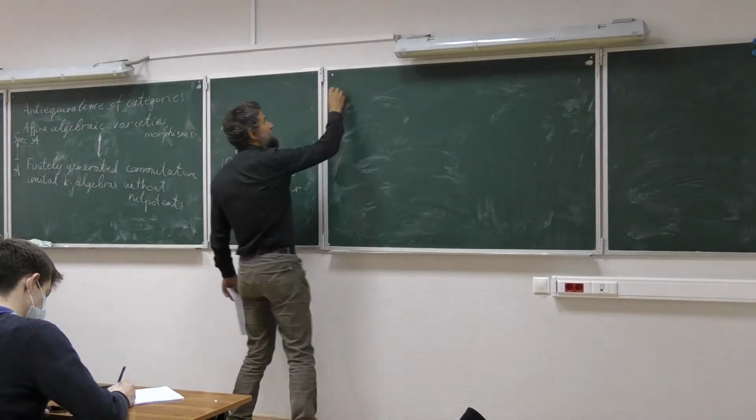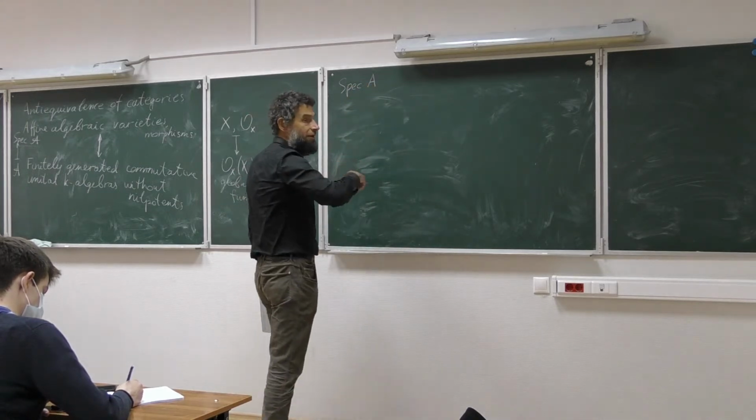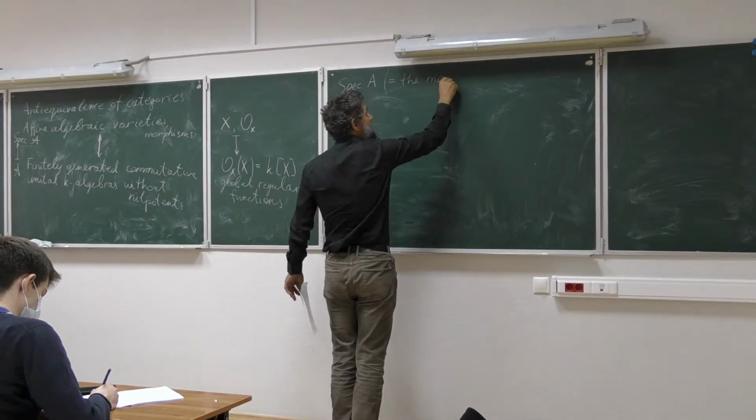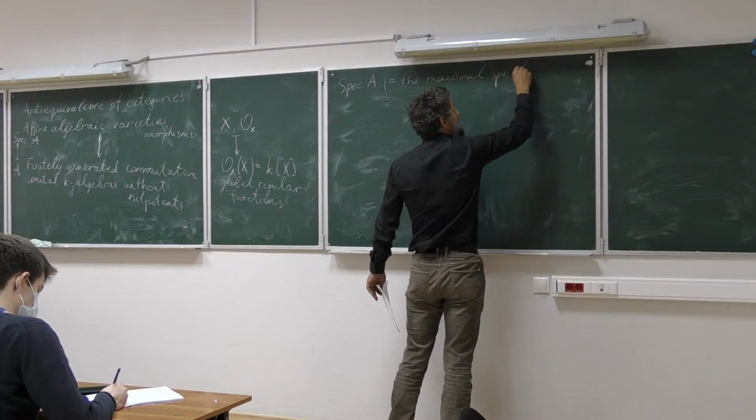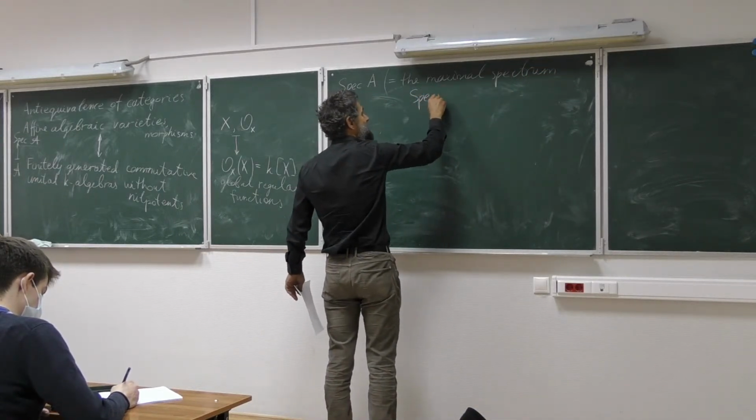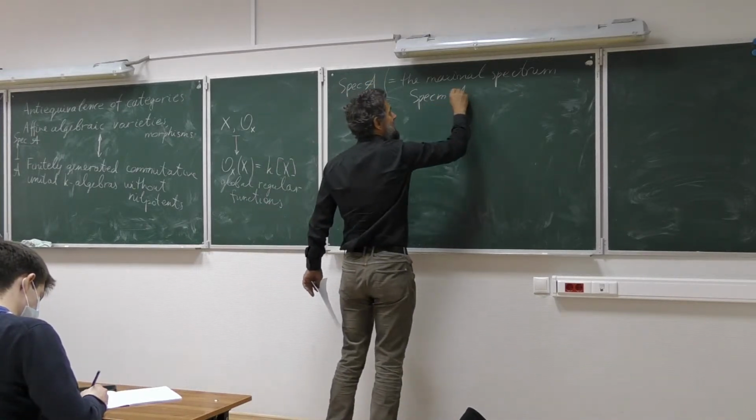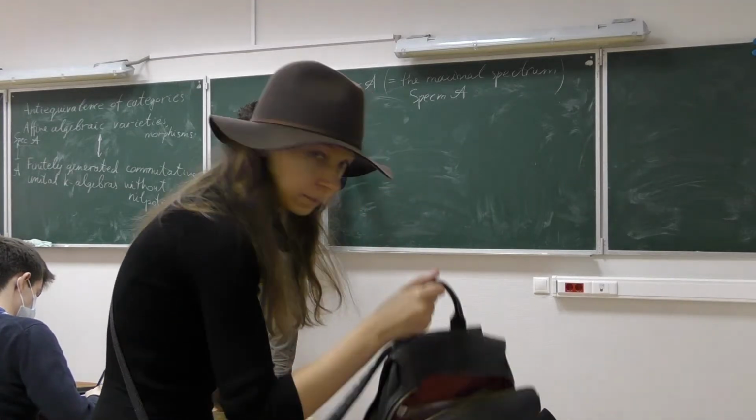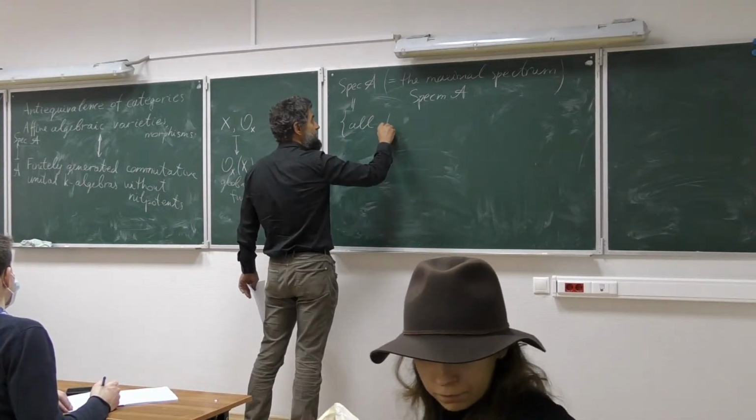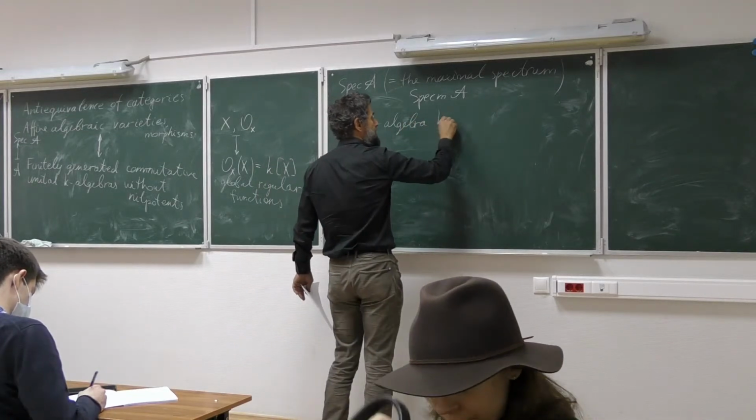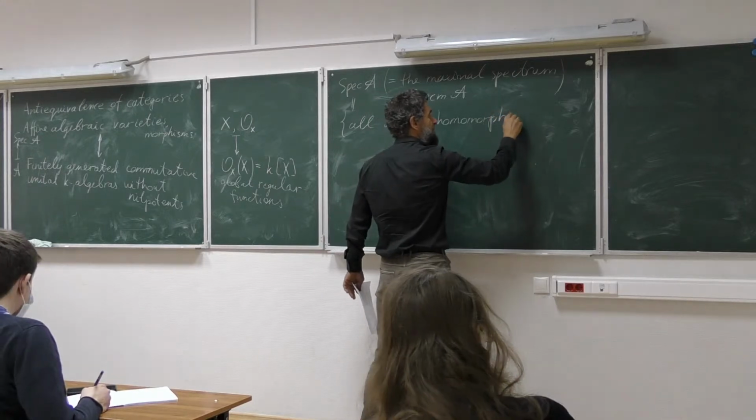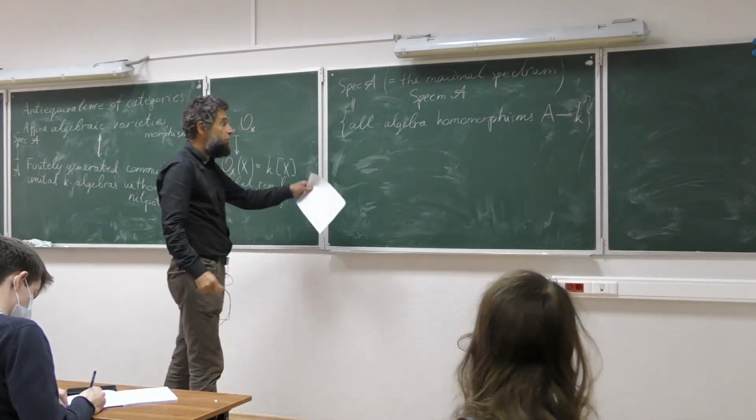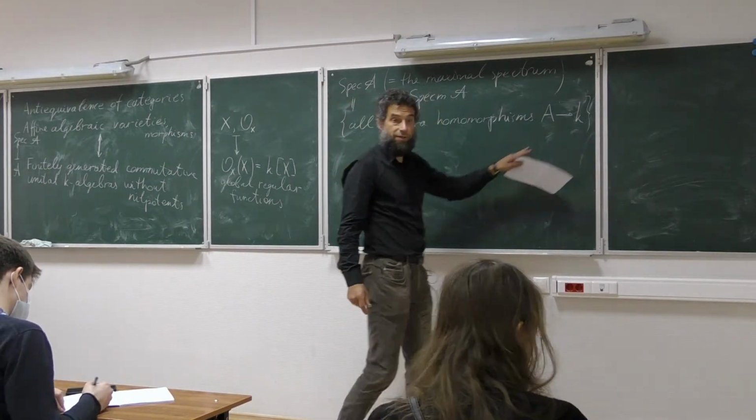So what is the spectrum of A? Or else, maybe more rigorously, it should be called the maximal spectrum, spec max of A. Okay, so as a set, this is the set of all homomorphisms, algebra homomorphisms, from A to our base field K. And the kernel of such a homomorphism is certainly a maximal ideal in A.